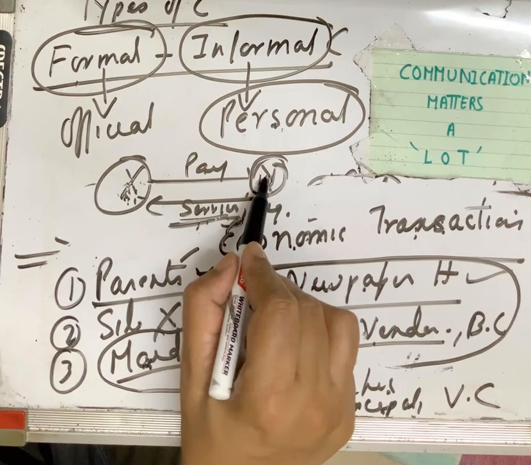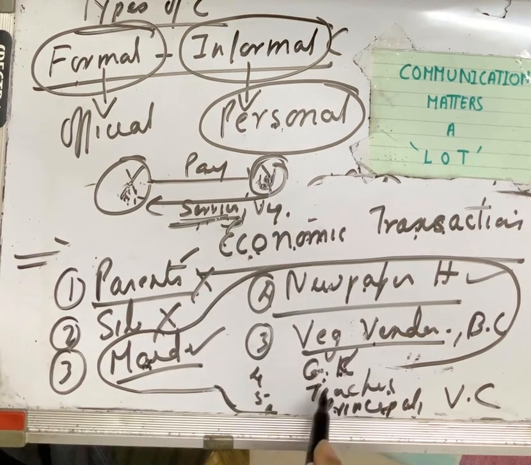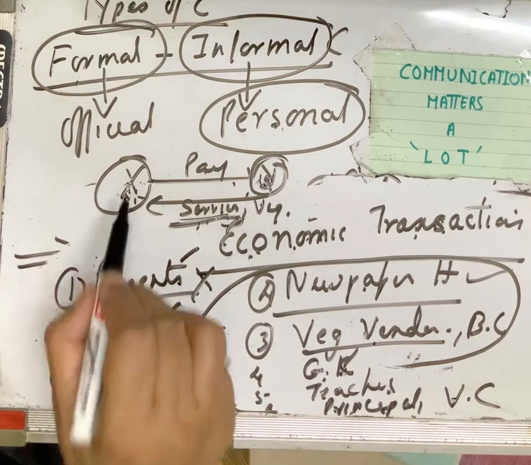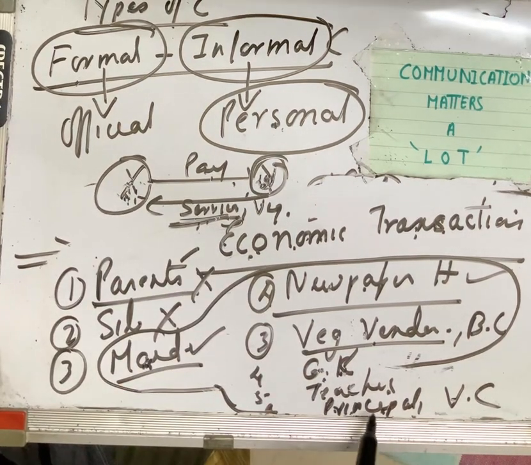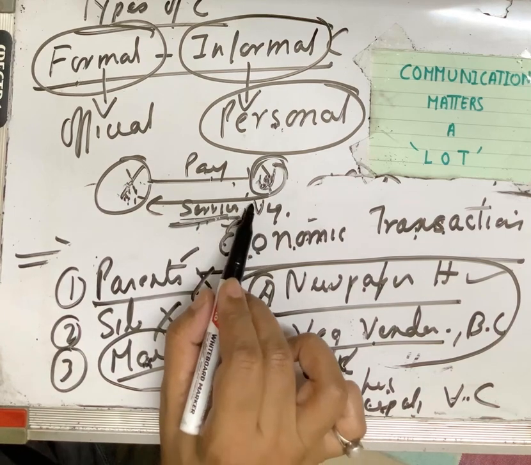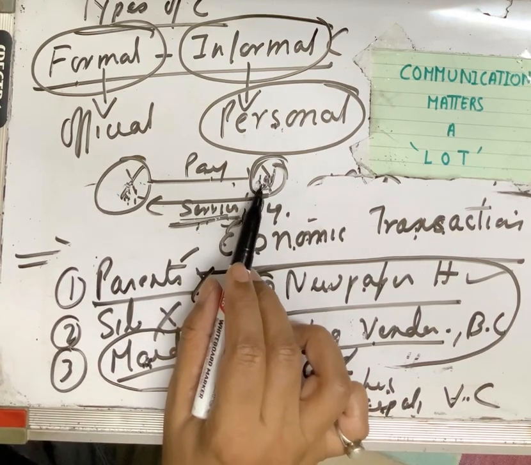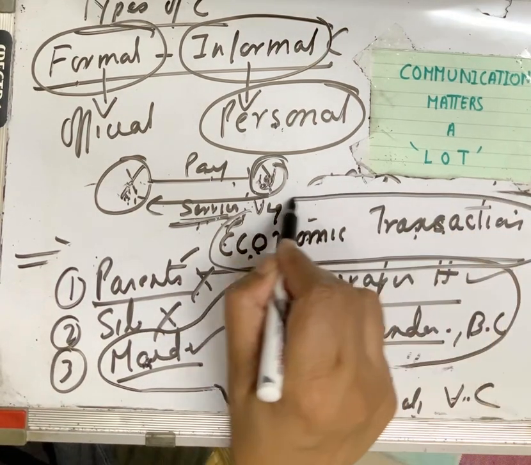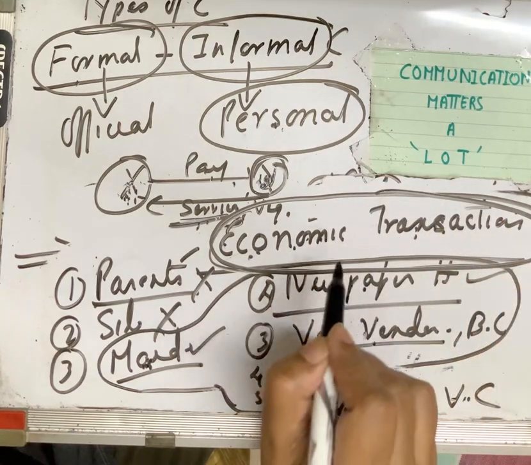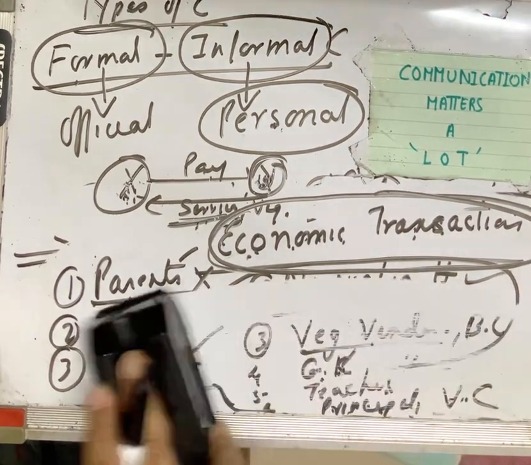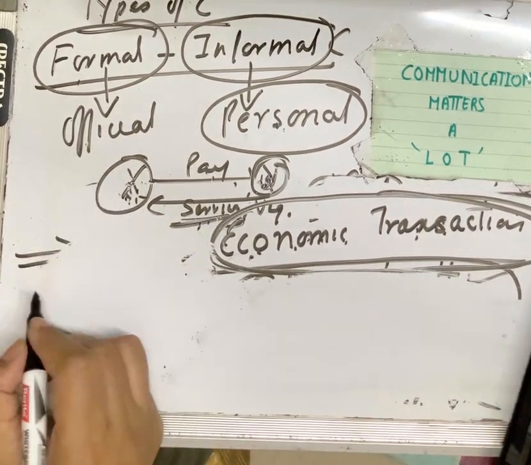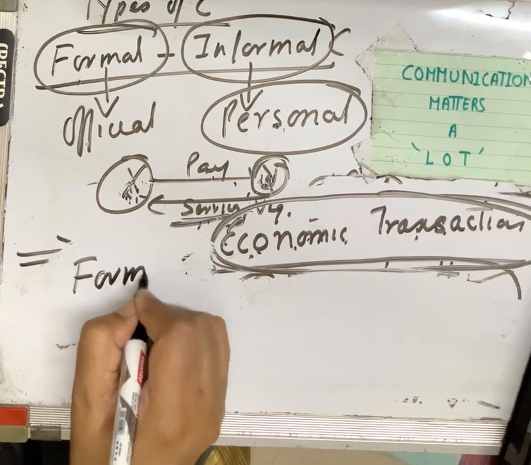Similarly, you are communicating with your teacher. You are paying for the classes and your teacher is getting paid. Similarly, so is the principal of the college, so is the vice chancellor. You are paying your fees, and your teacher, your principal, your VC are getting paid for their jobs and services, and they're communicating. So the moment your relationship is based on economic transaction, whether direct or indirect, your relationship becomes official and your communication becomes formal communication.